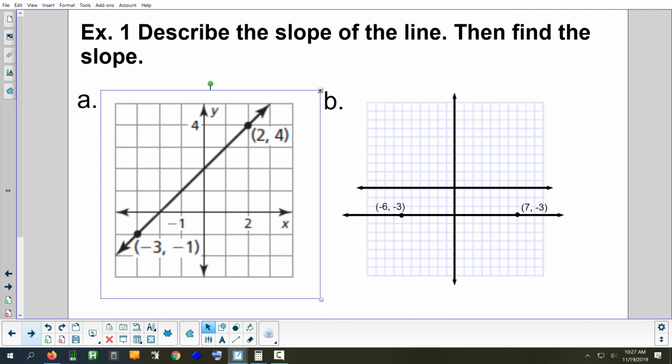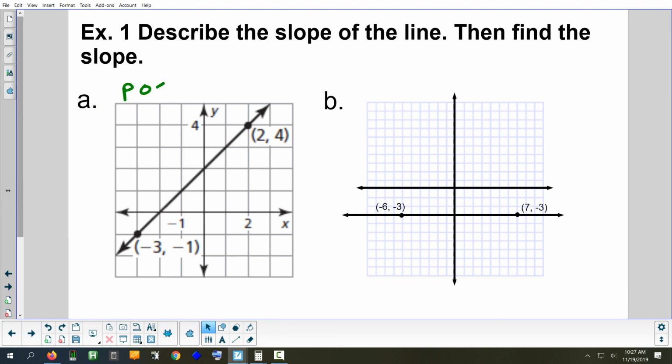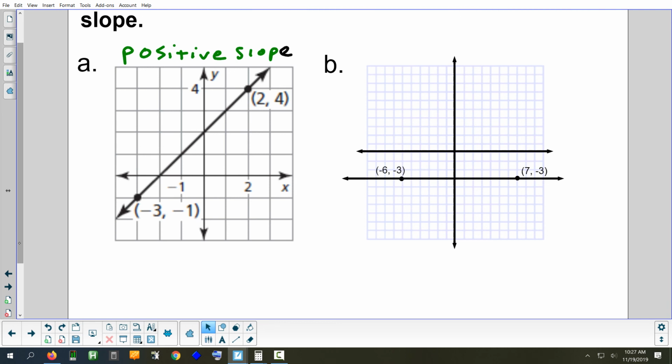So, first of all, in example A, which one of the 4 cases is this? Positive slope, negative slope, 0 slope, or undefined slope? Yep. Positive. So that's the first thing they said to do. Describe the slope means just to do one of those 4. So this is a positive slope. Now they want me to actually find the slope. What's the formula for slope? Using those 2 words. Blank over blank. Yep. Rise over run. Rise is which way?